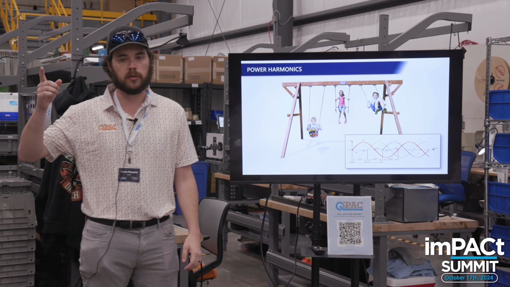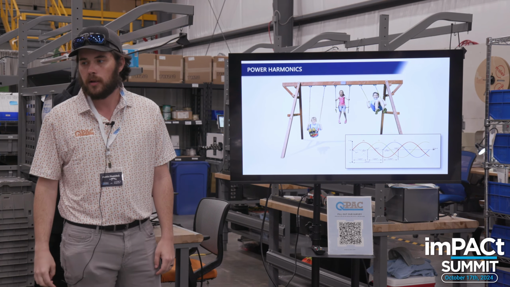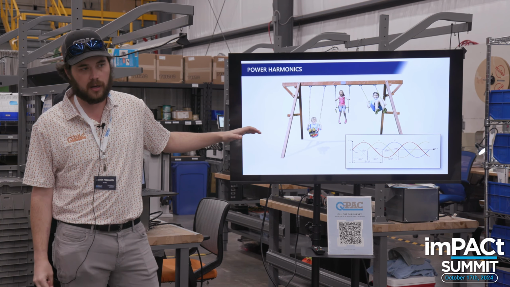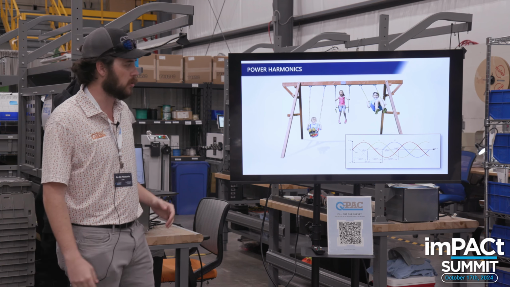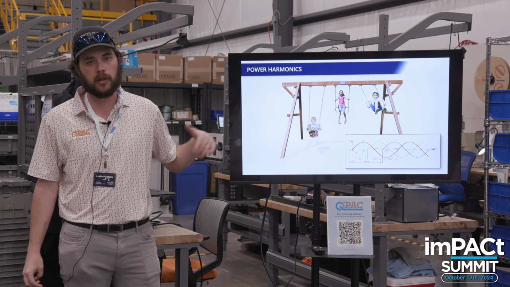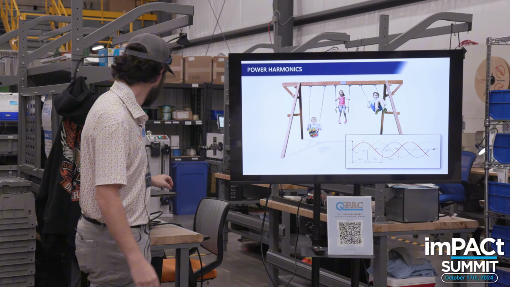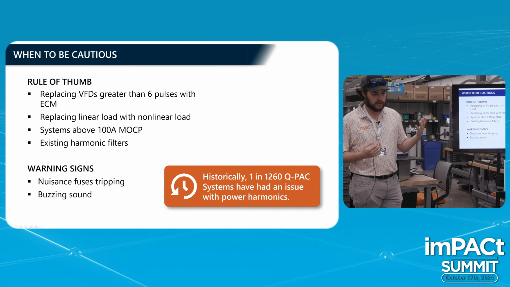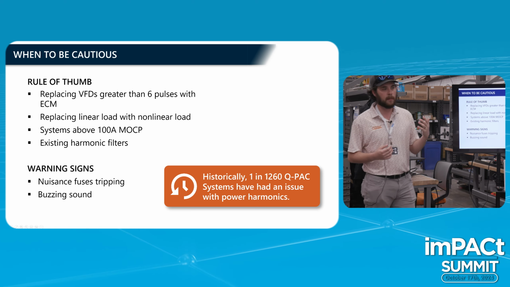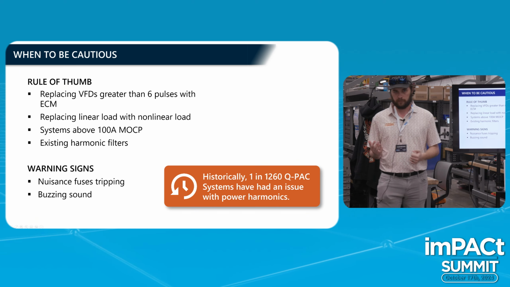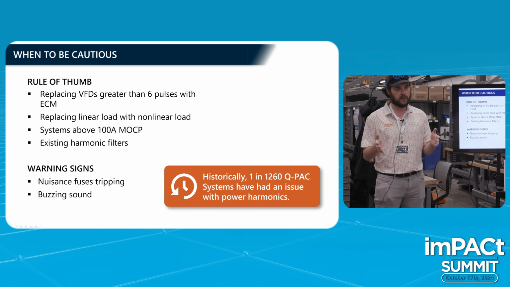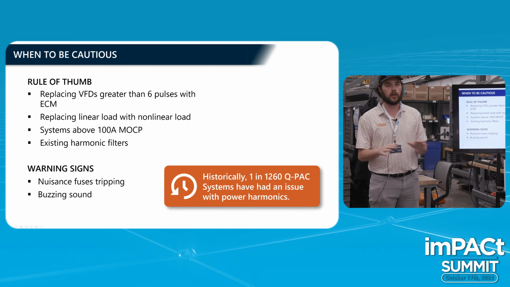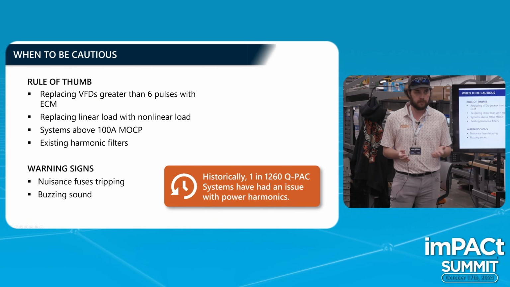I don't know if any of y'all sat through Christian's harmonics presentation. Hopefully y'all learned something from that. I'm not going to go into as much detail about what harmonics are, but I'll explain a little bit about when you should worry about them and what our potential solutions are. So, some rules of thumb for when to be cautious. We found out that our technology is going to produce a similar amount of harmonics to a 6-pulse VFD. So if there's an existing 6-pulse VFD that you're demoing out and replacing with the Q-PAC system, most likely you're not going to need to be concerned about harmonics.